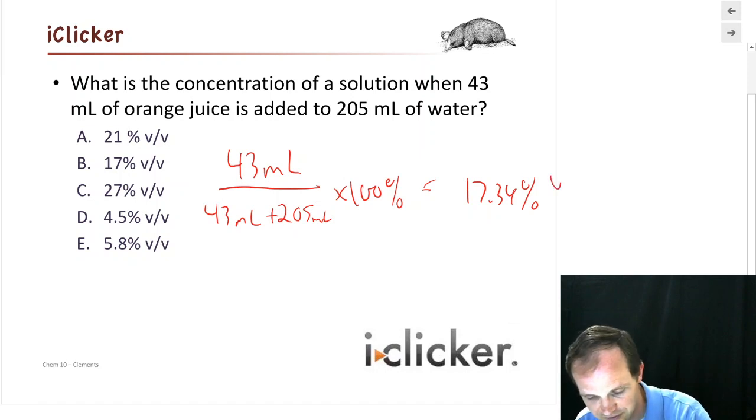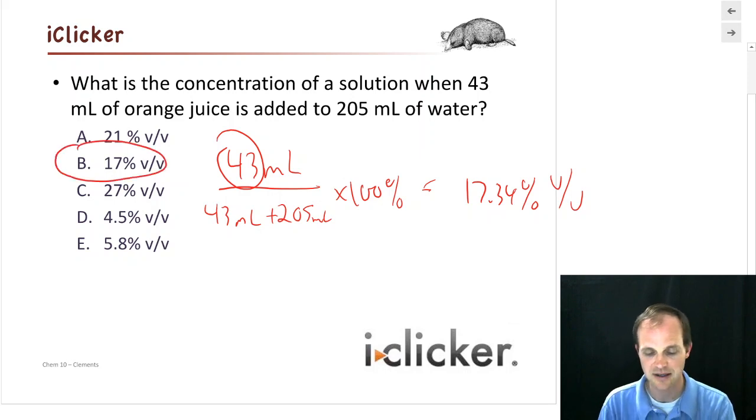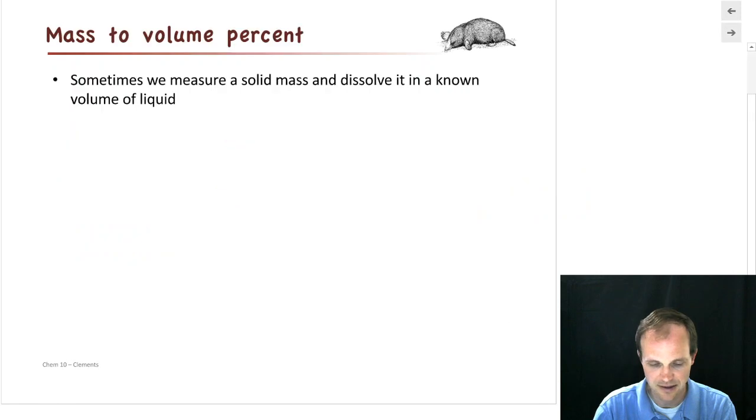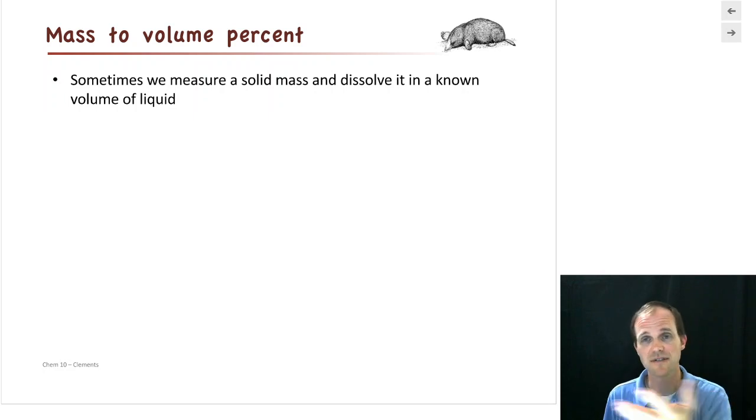But this is V over V, right? We compared a volume to a volume. We only have 2 sig figs, and so we get 17% V over V. But sometimes, and actually a lot of the times, we're taking a solid like salt or sugar and dissolving it in water. And one of those we measure in mass, and one of those we measure in volume.